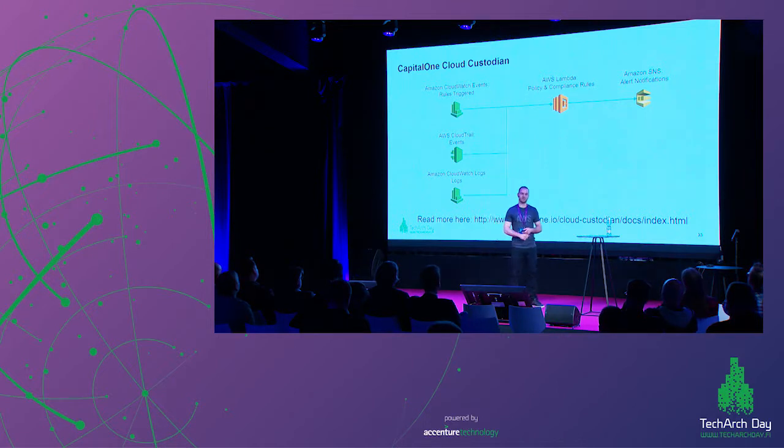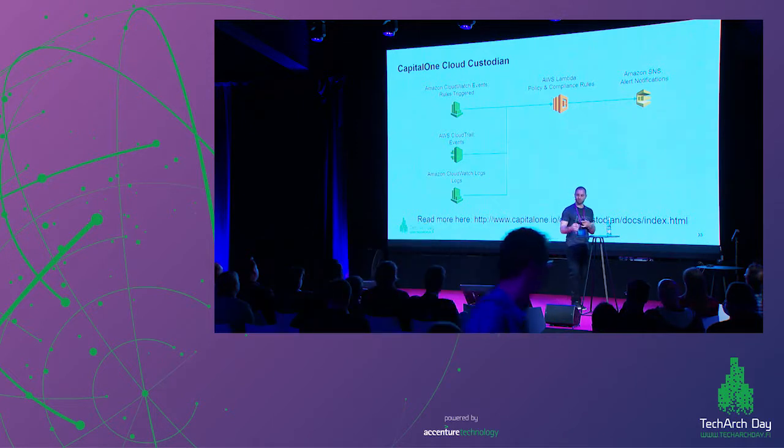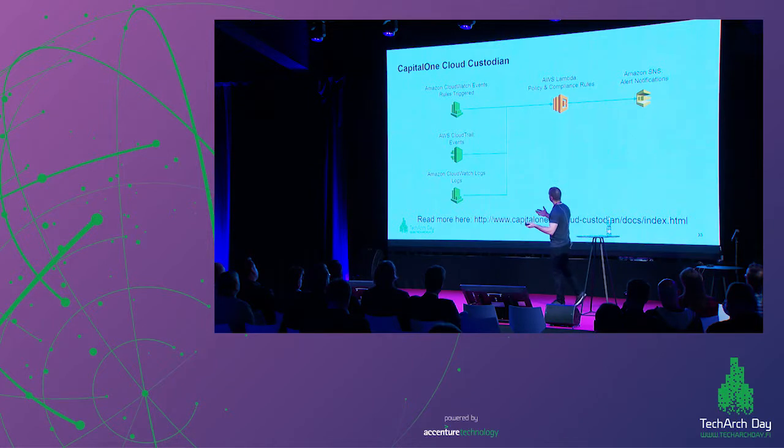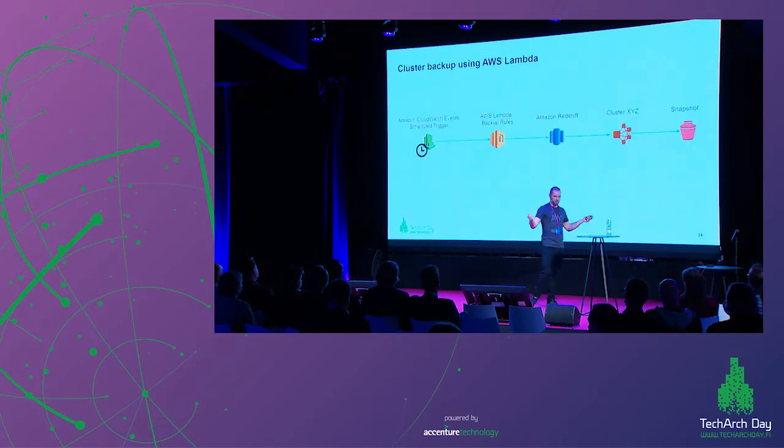Capital One used that exact principle of catching events from CloudWatch and CloudTrail to verify the policy and compliance of those rules. You can do cluster backup. That's another very simple way to do that. If you would use, for example, Redshift, Redshift has automated backups, but some customers want backups triggered every 5 minutes. So that's a very classic way of doing it.